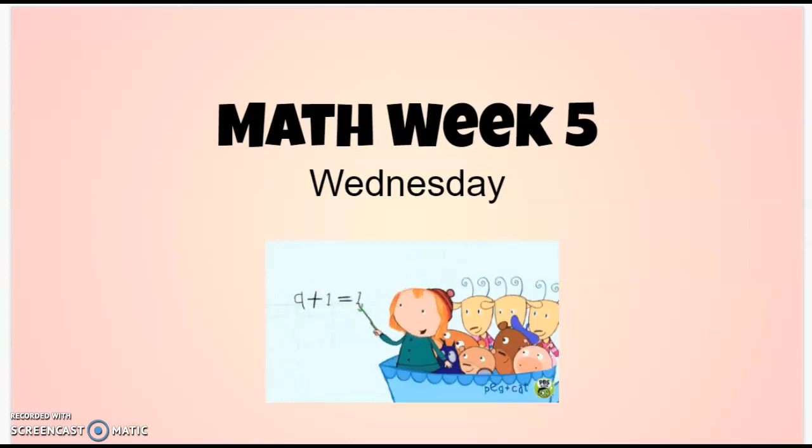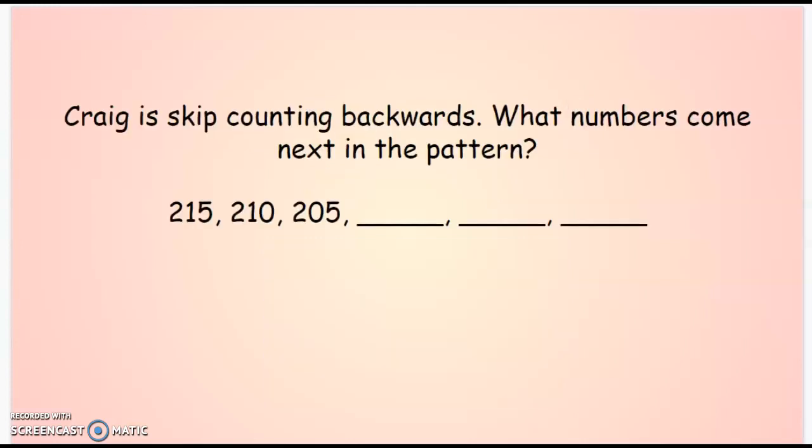Let's look at our activating strategy and get our math brains thinking. It says Craig is skip counting backwards. What numbers come next in the pattern? 215, 210, 205. What three numbers come next?